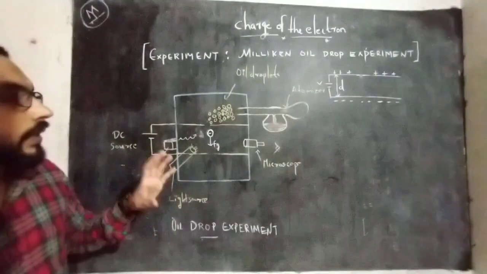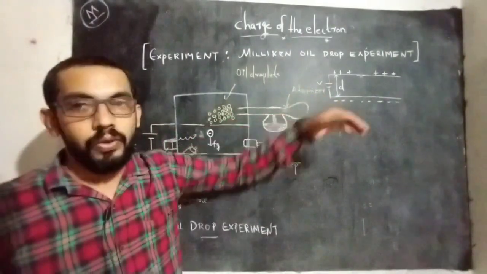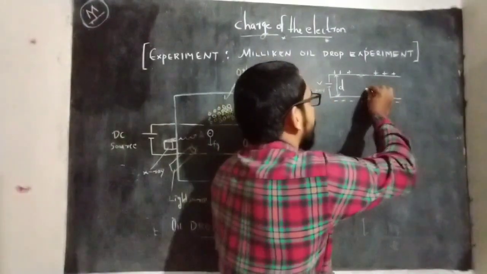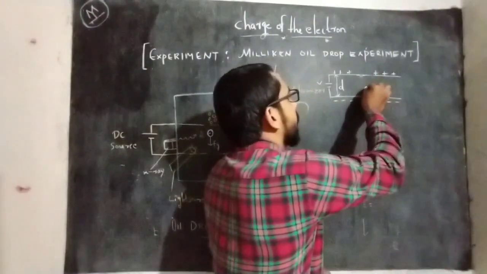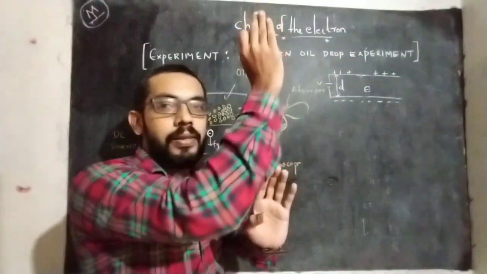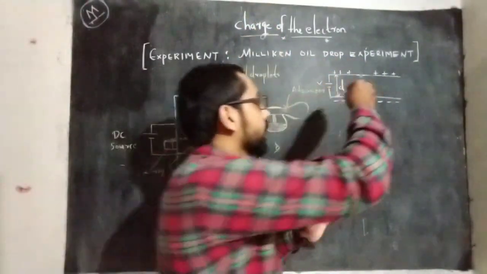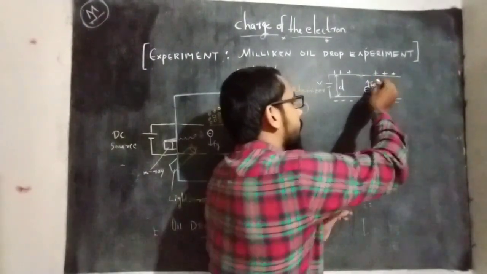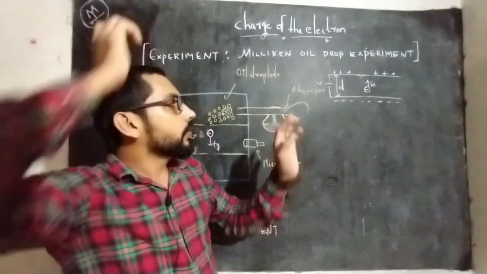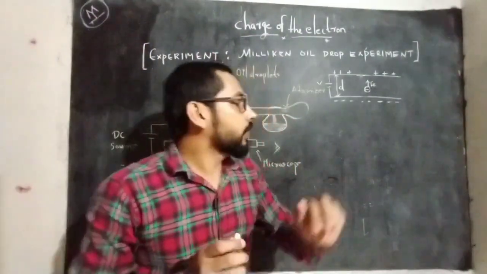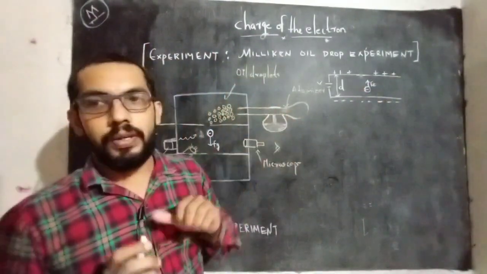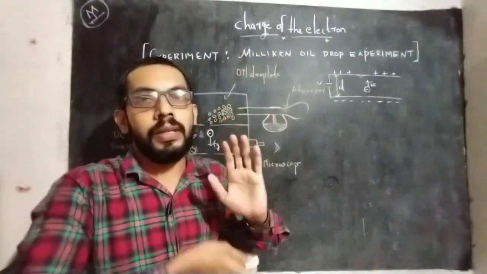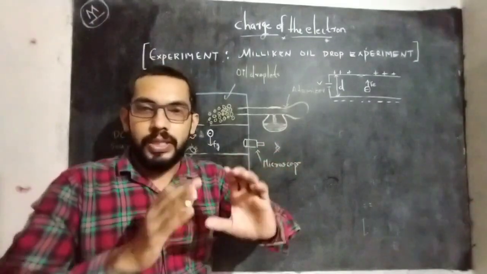In the next step, he applied a voltage and observed what happened to the droplets. When voltage is applied, the droplets move upward. Why? Yes, because of the electric force. So he repeated his experiment, and at a certain voltage he observed that the oil droplets did not move upwards or downwards; the oil droplets became stationary.